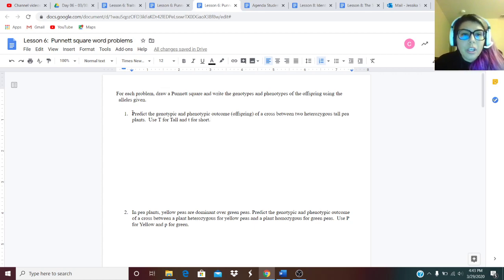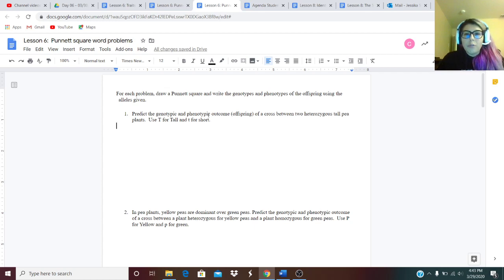Here we go. Number 1: Predict the genotypic and phenotypic outcome of offspring of a cross between two heterozygous tall pea plants. Use capital T for tall and lowercase t for short.